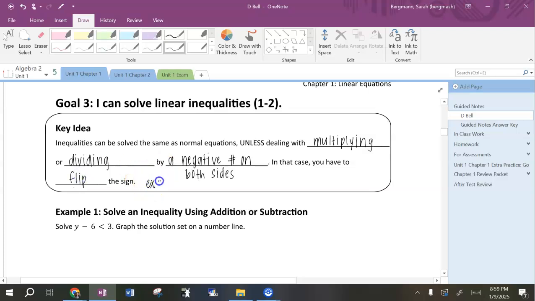So for example, less than flips to greater than, or you could say, for example, greater than or equal to flips to less than or equal to. So notice the equal part isn't affected, just like if you multiply or divide both sides by a negative and an equal sign, you don't do anything to the equal sign. So same thing here, you don't do anything to whether it has an equal sign or not. All you do is you flip the inequality.